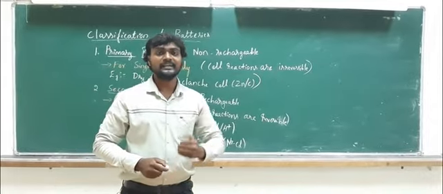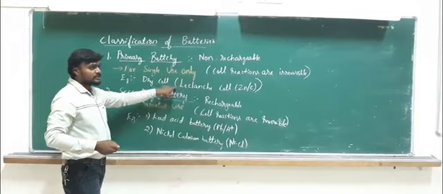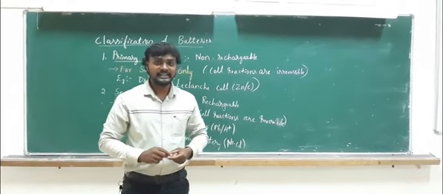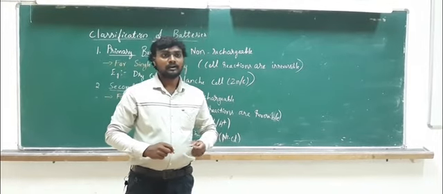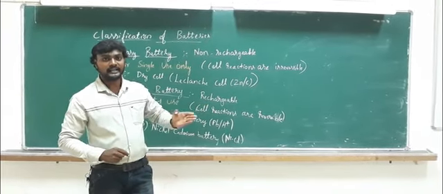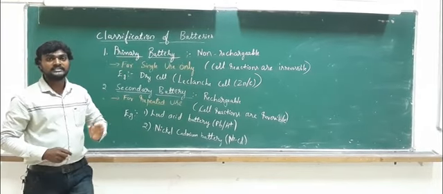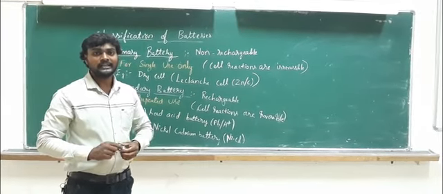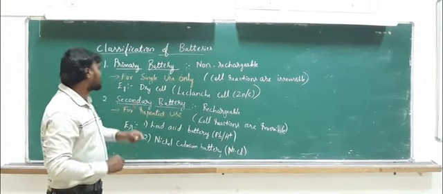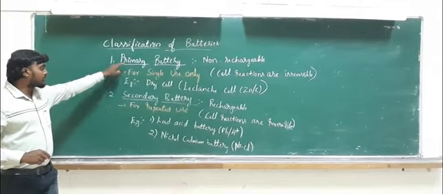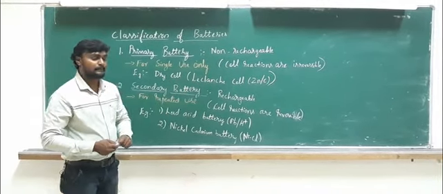Which means if we take a battery like dry cell, Leclanché cell, once we use their chemical energy completely, further electricity cannot be produced, or we may not recharge it again. That type of batteries we call primary batteries. Primary batteries are the batteries we can use only one time. We cannot regenerate again. For example, dry cell, or we can call it Leclanché cell.